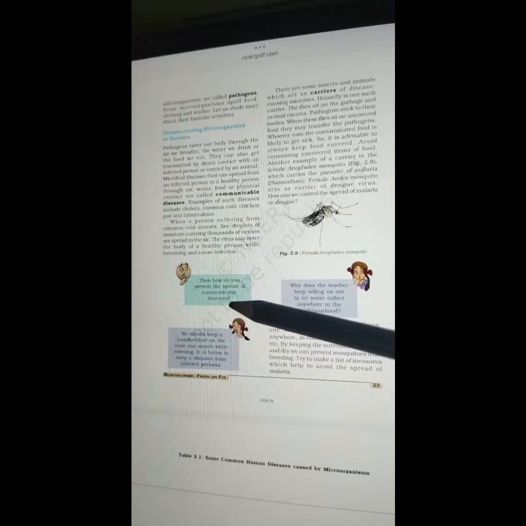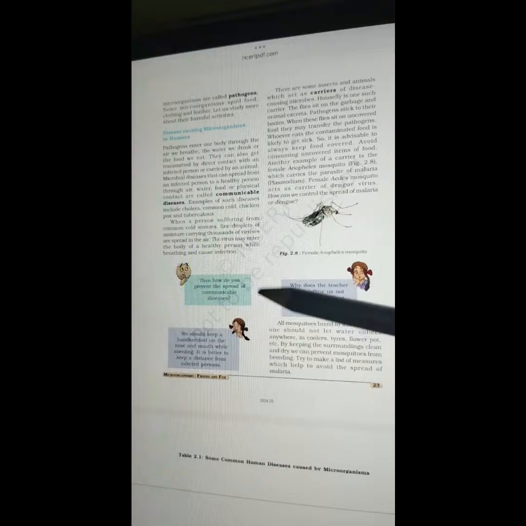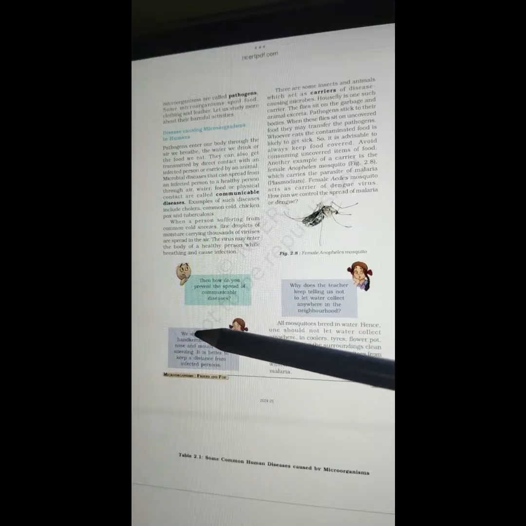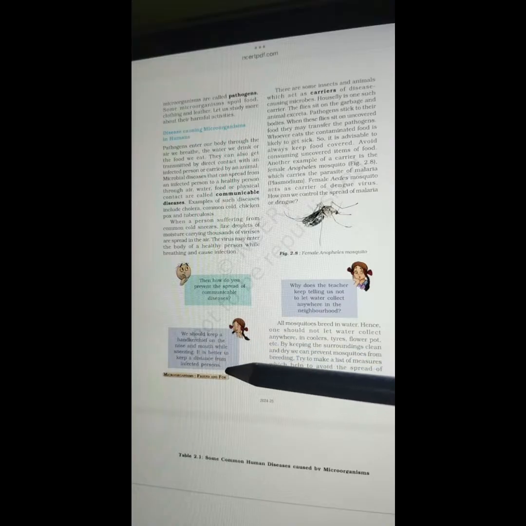Then how do you prevent the spread of communicable diseases? Why does the teacher keep telling us not to let water collect anywhere in the neighborhood? We should keep a handkerchief on the nose and the mouth while sneezing. It is better to keep a distance from infected persons.